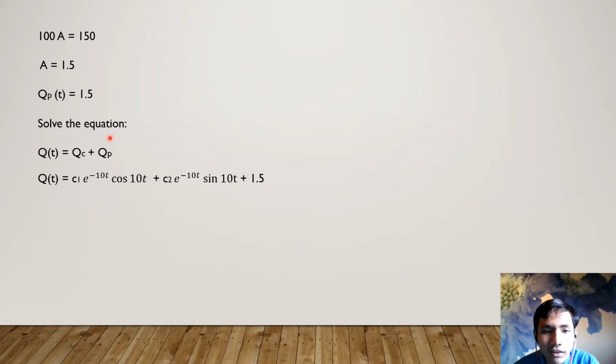To solve the equation, first we construct Q(t) equals Qc plus Qp. We extract Qc from the earlier result, and this Qp. Then we get Q(t) equals C1 e to the negative 10t cos 10t plus C2 e to the negative 10t sin 10t plus 1.5. Since the question did not want us to solve for the arbitrary constants, we will leave the answer just like this.